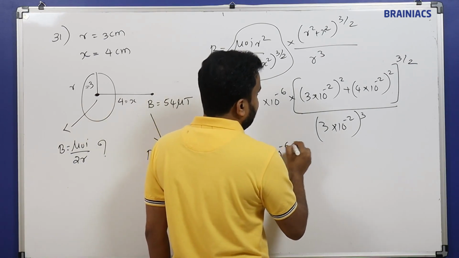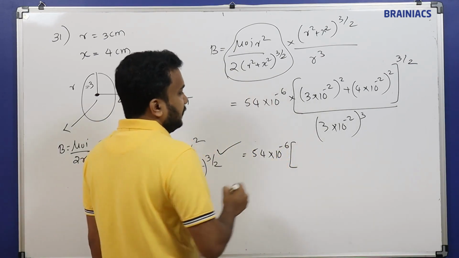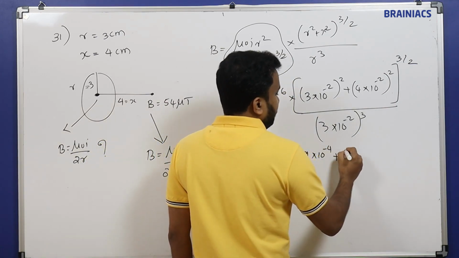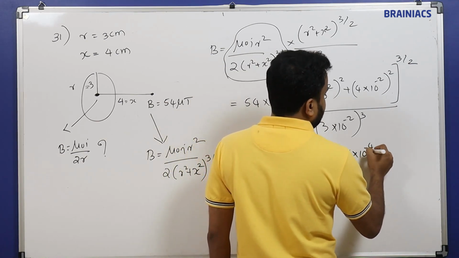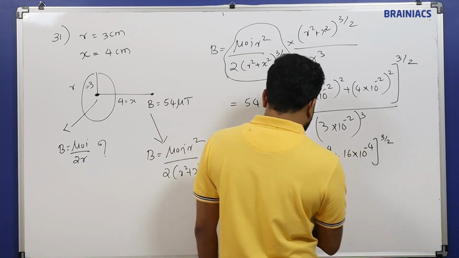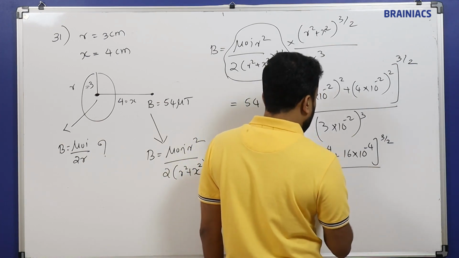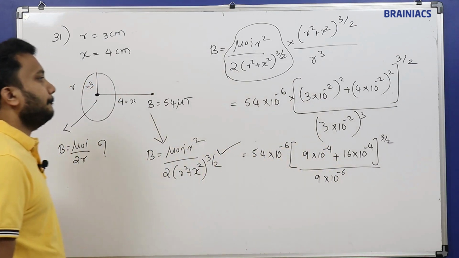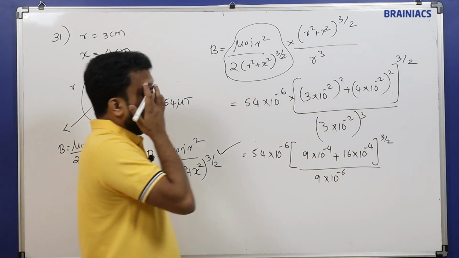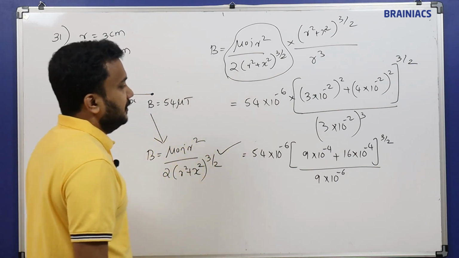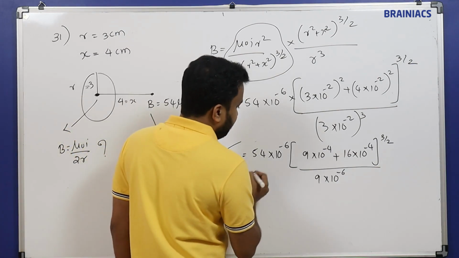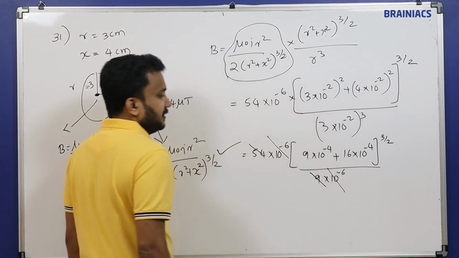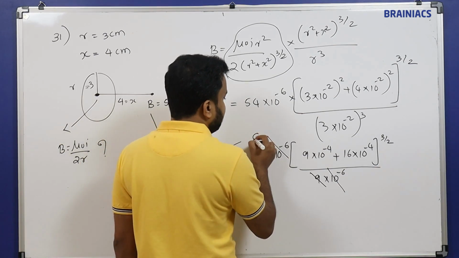54 into 10 power of minus 6. Okay, 3 square is 9 into 10 power minus 4 plus 16 into 10 power of minus 4 whole power 3 by 2. And this whole divided by 3 square, 9 into 10 power minus 6. Next, we have to further simplify this. 54 and 9 will get cancelled. 10 power minus 6, 10 power minus 6 cancel. 54 divided by 9 is 6.